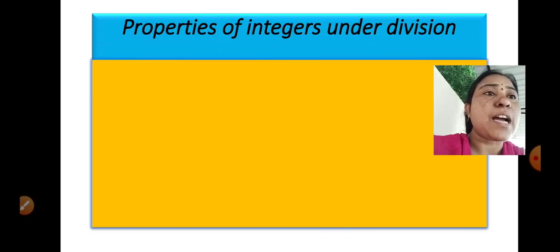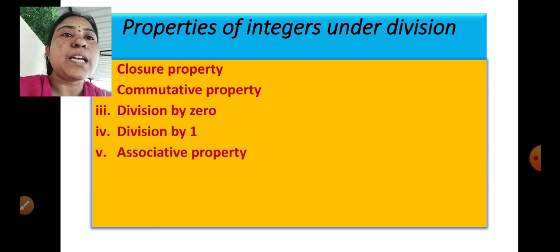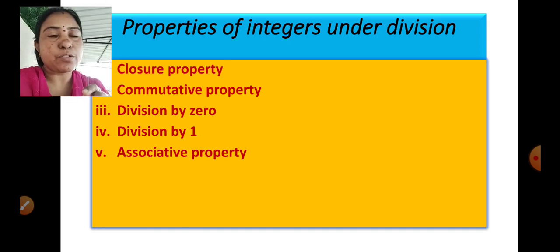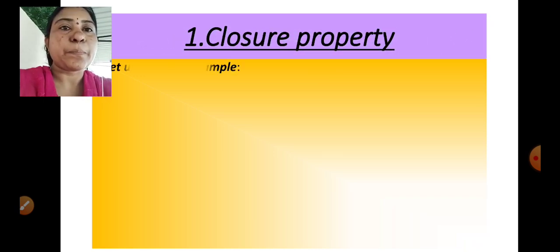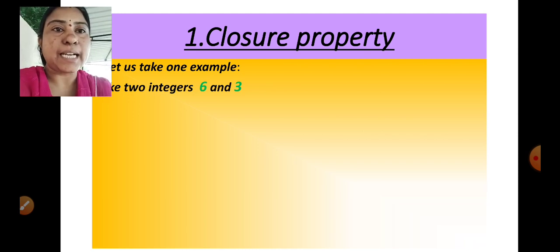Properties of integers under division. Okay children? So here we have closure property, commutative property, division by 0, division by 1, and associative property. Shall we learn these properties? Okay. The first one is closure property. Here let us take one example. Here I am taking 6 and 3.